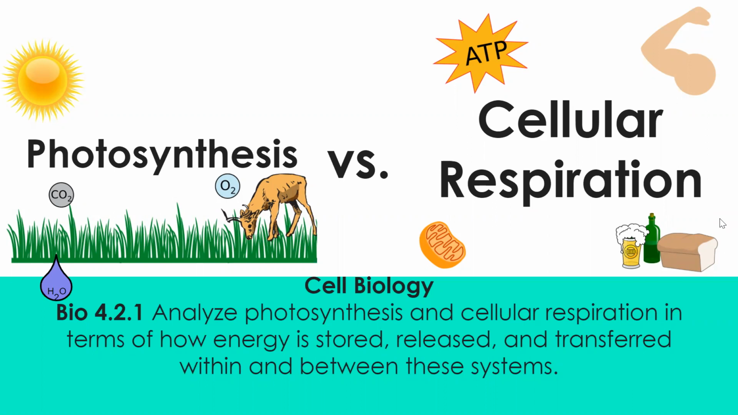Today, we're going to be covering two very important life processes. We're going to talk about how photosynthesis and cellular respiration are intertwined and how energy is stored, released, and transferred within these two systems. All organisms in our ecosystem interact with each other to help each other survive. Today, we're going to focus on these two processes and how they're related.